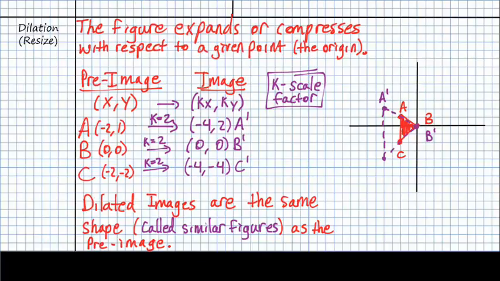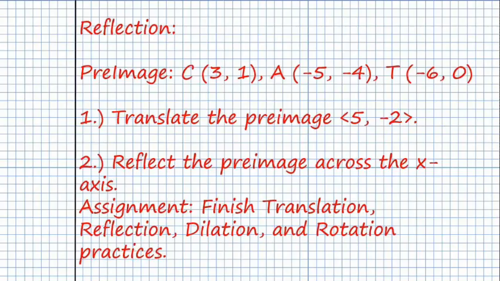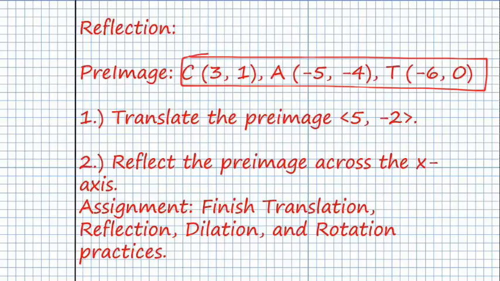So, like we've said before, you can perform multiple transformations in the order that they are given. So make sure that you're following the order of those transformations as they are given to you. So your reflection today is that you're going to take this preimage, cat, and what I want you to do is translate the preimage by 5, -2. And then I want you to reflect the preimage across the x-axis.